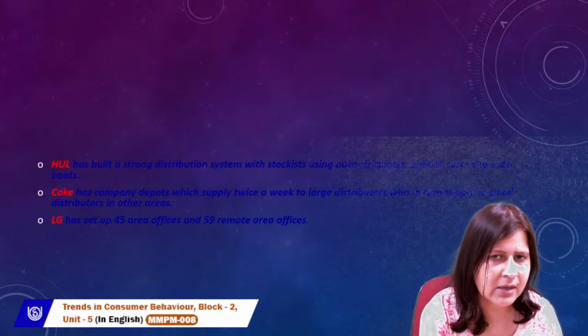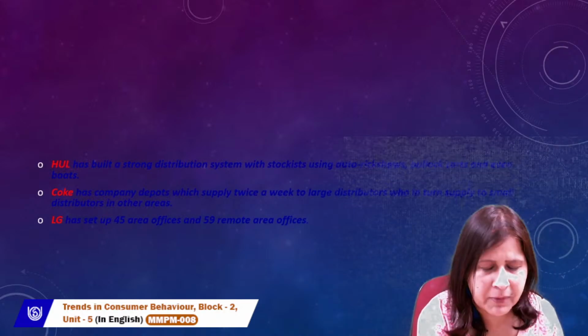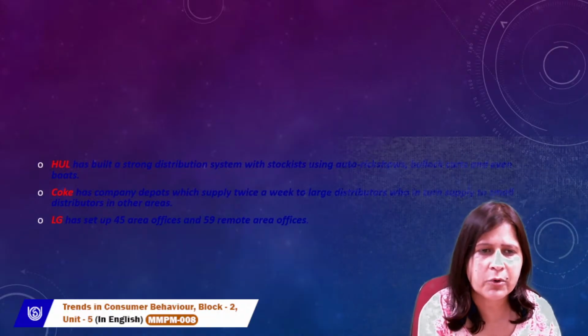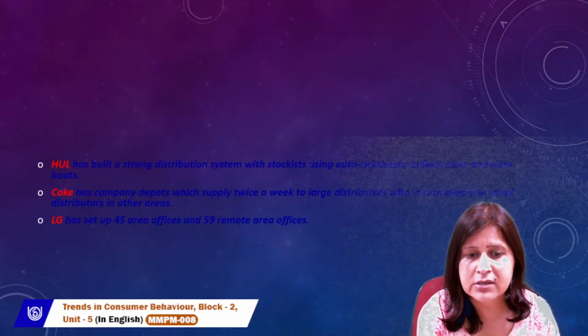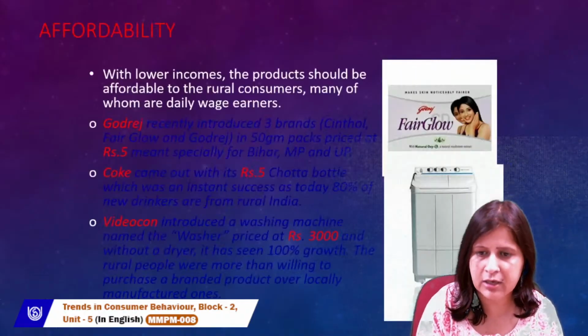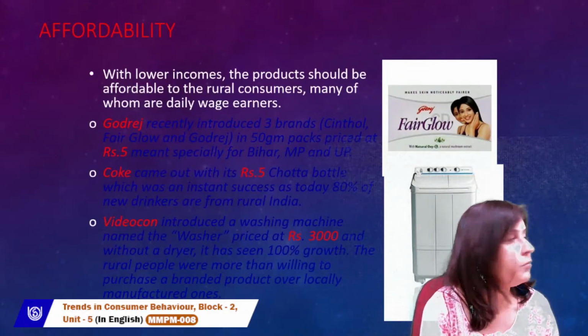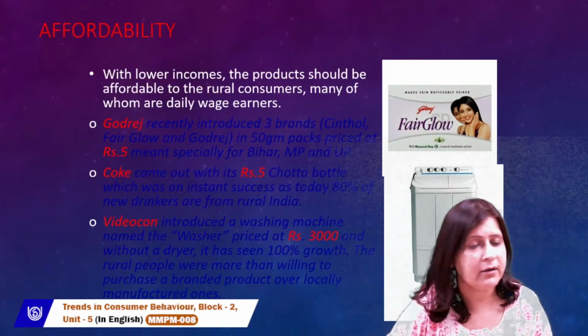So Coke is another example. What Coke did is they supply to the depots twice in a week, and from those depots it could be distributed further. LG has 45 area offices and 59 remote area offices, right? So these are examples of availability. How can you make the product available, right?